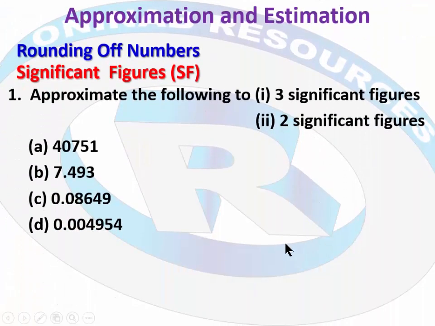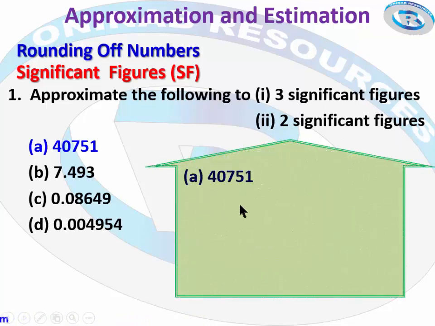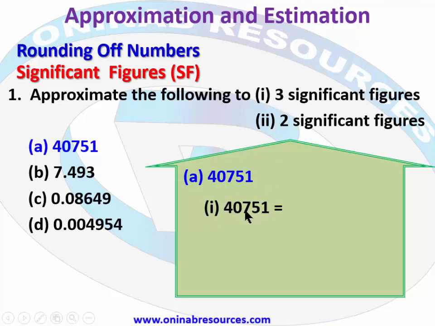So we look at some problems rounding off numbers to certain significant figures. As in problem 1, approximate the following to 3 significant figures, 2 significant figures. We are starting with A. So for A, we have the first one to 3 significant figures. The number itself has 5 significant figures because this 0 is between 4 and 7. Therefore, it is a significant figure.